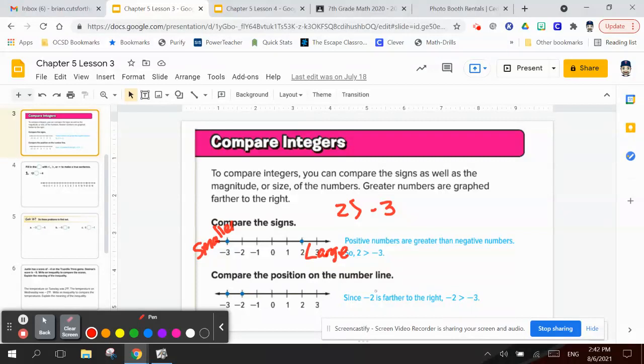Negative 2, ask yourself the question, which is farthest to the right? The number that's the furthest to the right is going to be your larger number. So when you look at negative 3 and negative 2, negative 2 is further to the right, so negative 2 is greater than negative 3.